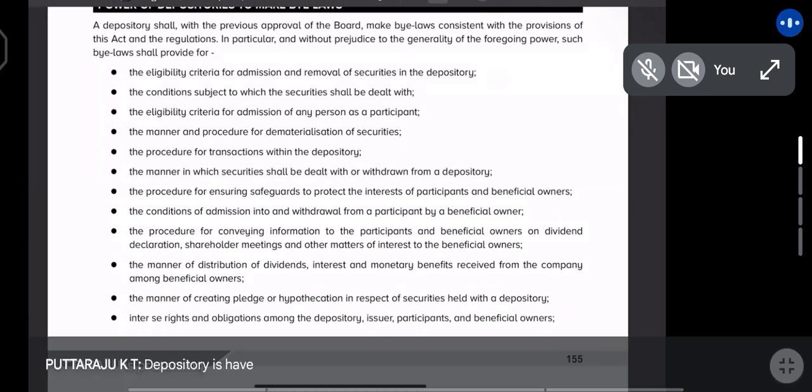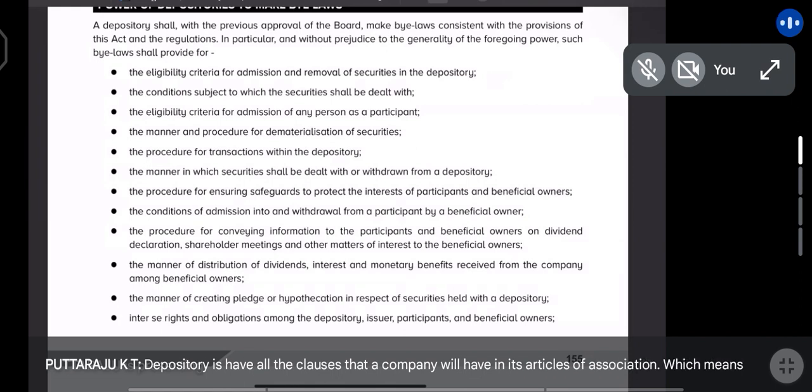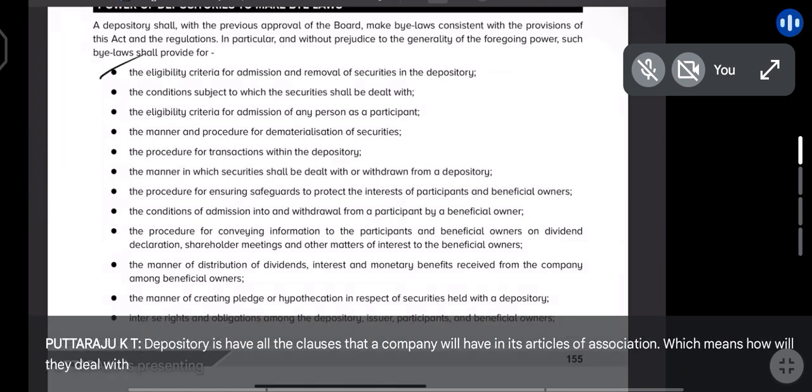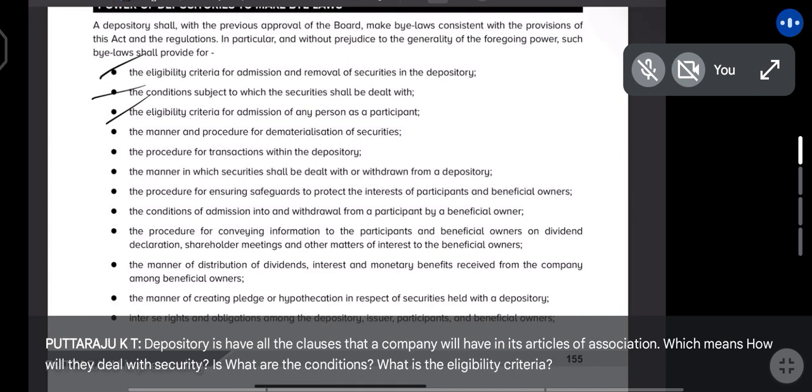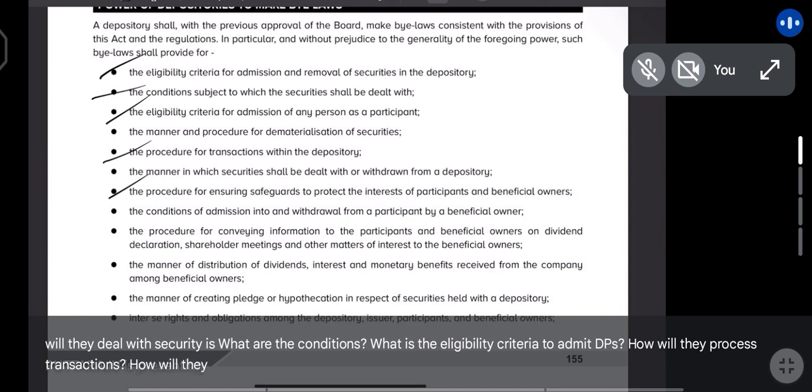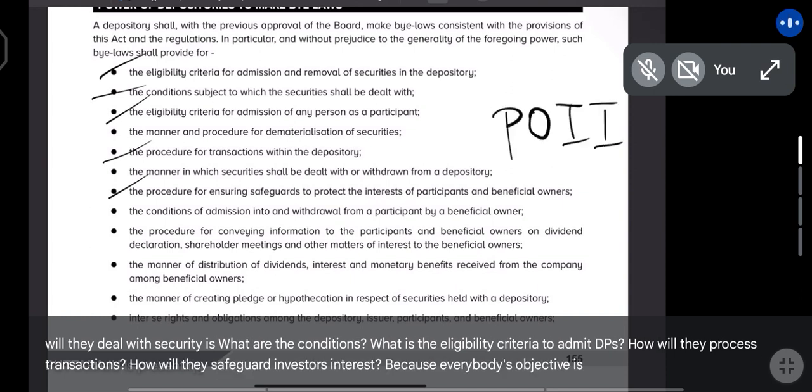Depositories make their own articles of association. Depositories have all the clauses that a company will have in its articles of association, which means how will they deal with securities, what are the conditions, what is the eligibility criteria to admit DPs, how will they process transactions, how will they safeguard investors' interest, because everybody's objective is POII.